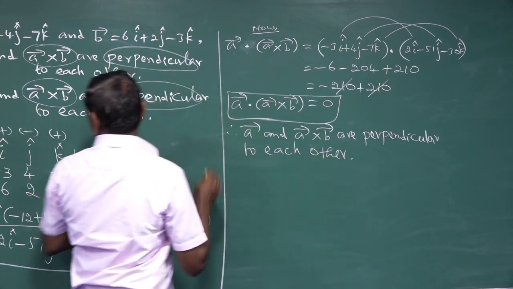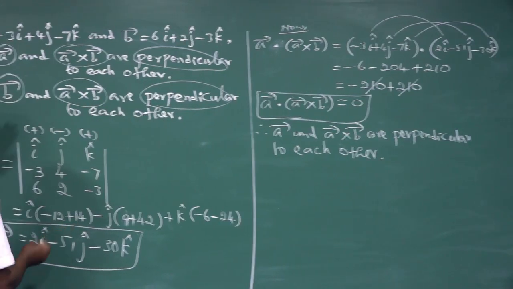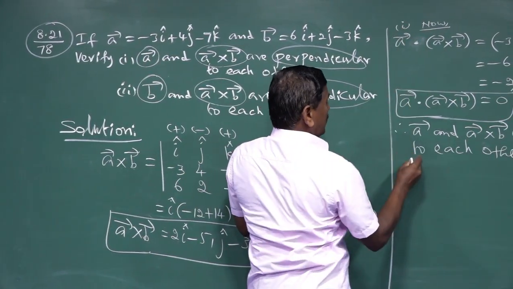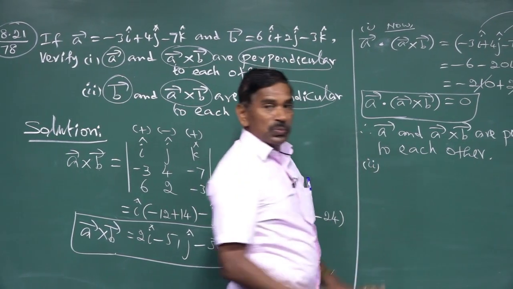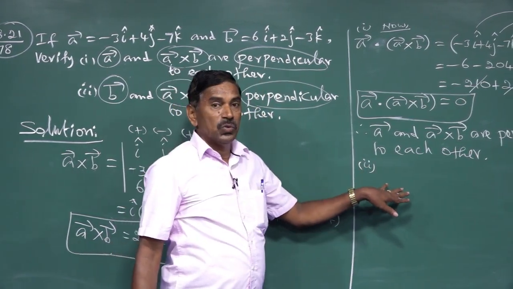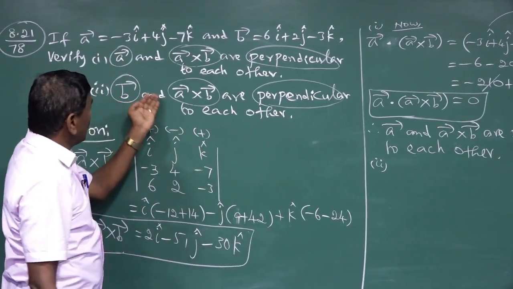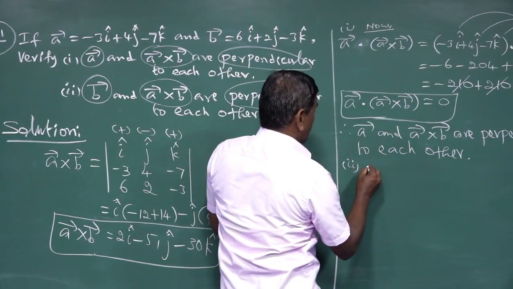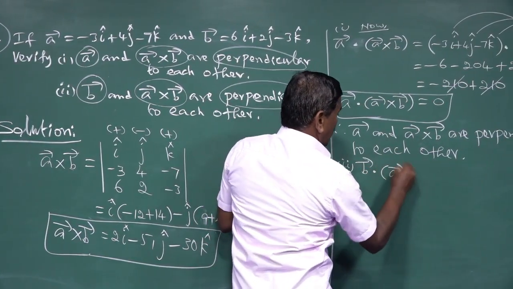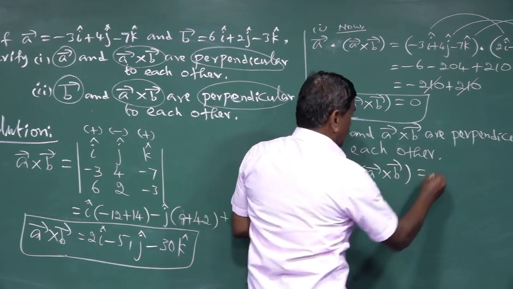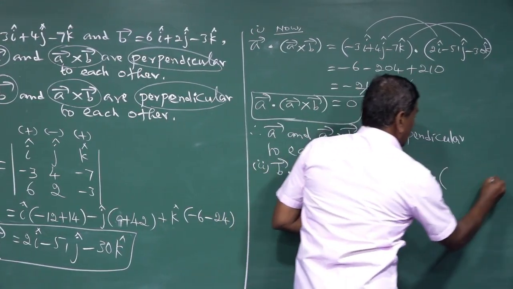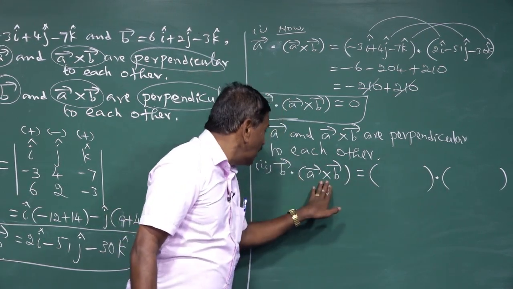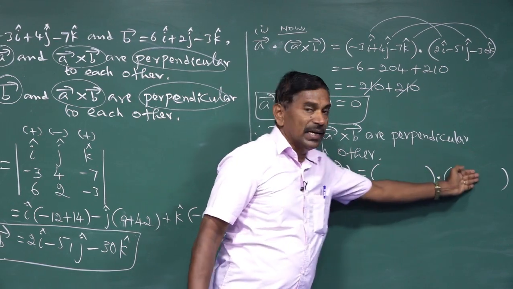Result 1 is completed. A cross B is common. Now I want to verify result 2. What is the result 2 condition? B vector dot A cross B equals 0, which I want to prove. Now start, the same idea: B vector dot A cross B. First B vector, second A cross B.